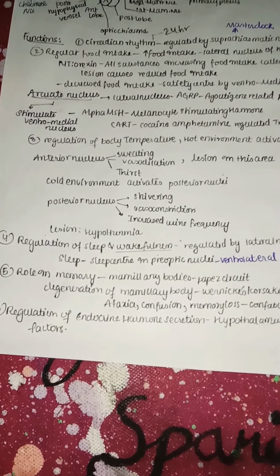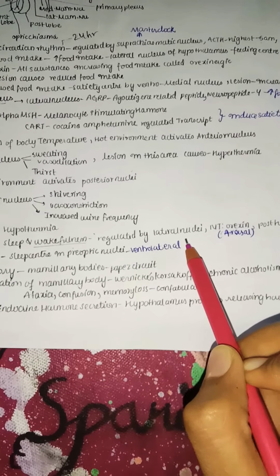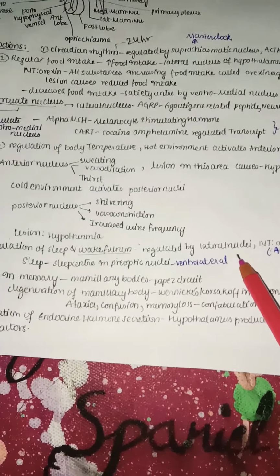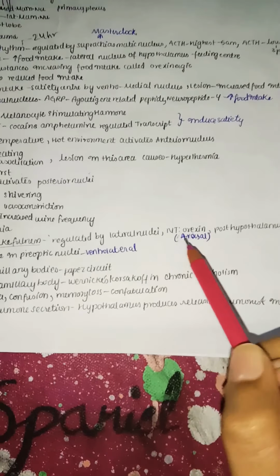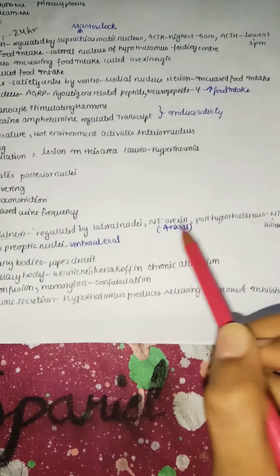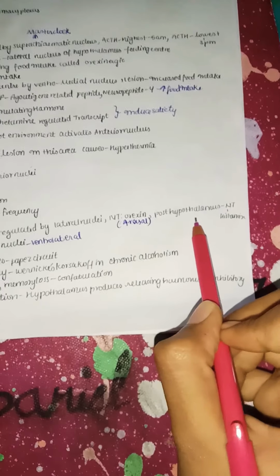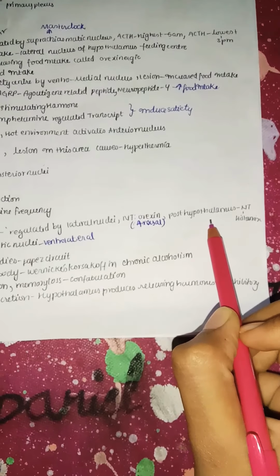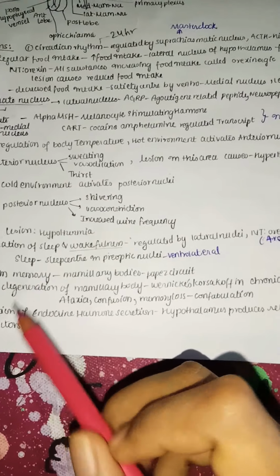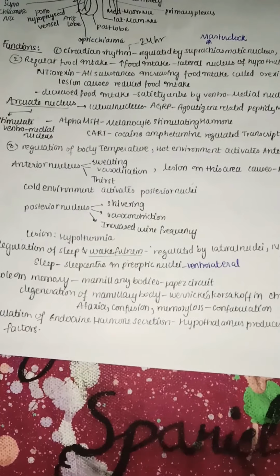Now let us move on to the regulation of sleep and wakefulness. How are sleep and wake cycles regulated? Mainly by the lateral nuclei. Already we have seen that the lateral nuclei also increase food intake, and they also have a function in sleep and wakefulness. Here the neurotransmitter is orexin, which is an arousal neurotransmitter. Of course, orexin also increases food intake. And the posterior hypothalamus secretes the neurotransmitter histamine, which also contributes to wakefulness.